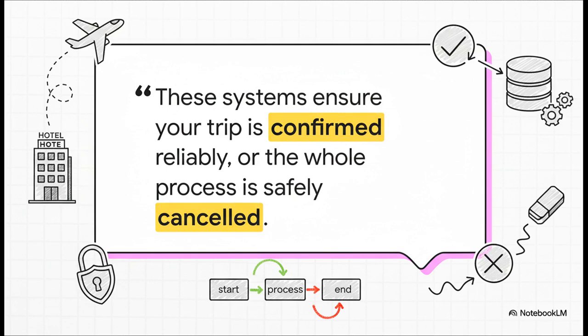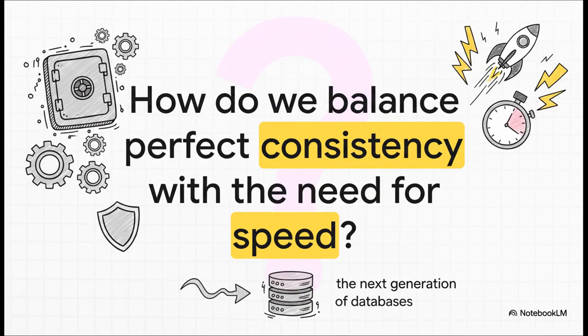They're the guarantee that when you book that flight and hotel, your whole trip is confirmed without a hitch. Or if something goes wrong, the whole thing is safely canceled, leaving you and your money right back where you started. So the next time you use an app, just take a second to appreciate the incredible, invisible ballet of coordination happening behind the screen.